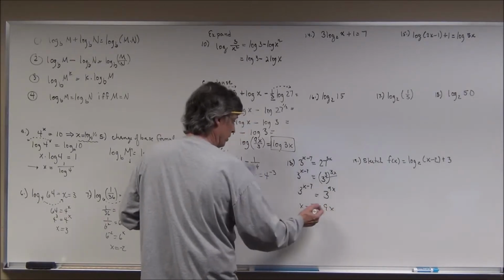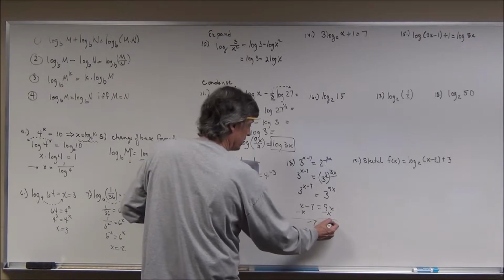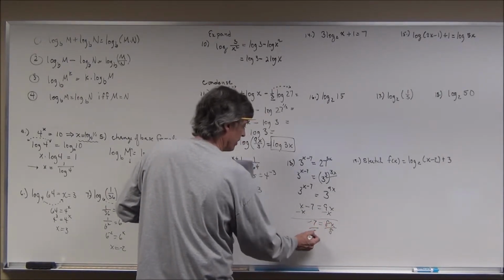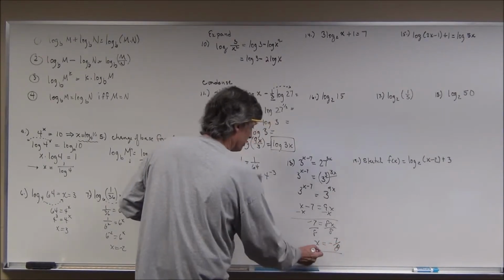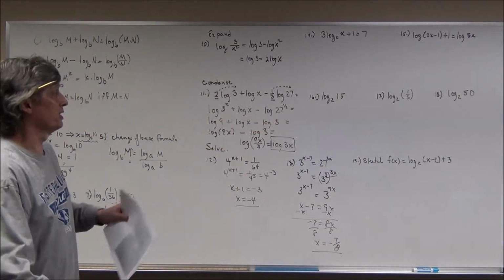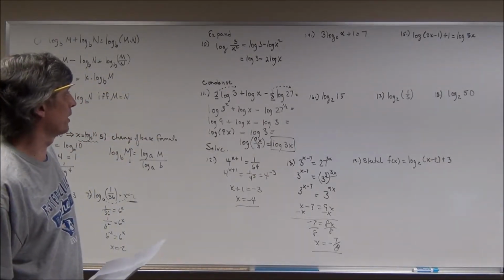equal to 9x. I'm going to subtract x from both sides. I get negative 7 equals 8x. I'm going to divide by 8. And I get x equals negative 7/8. And there's my answer there. At least I think that's the answer because I can't tell on some of this small print.